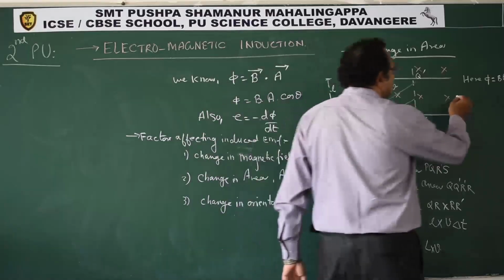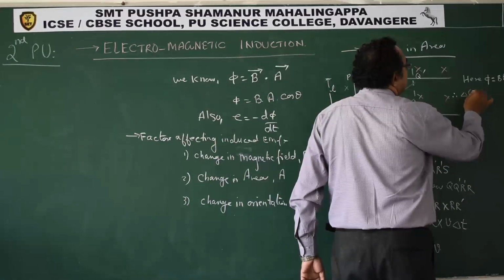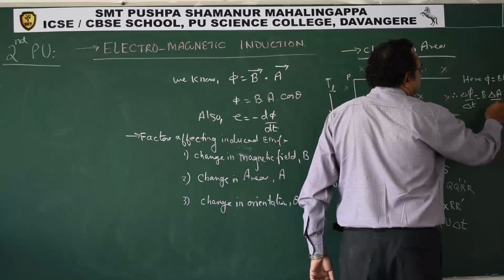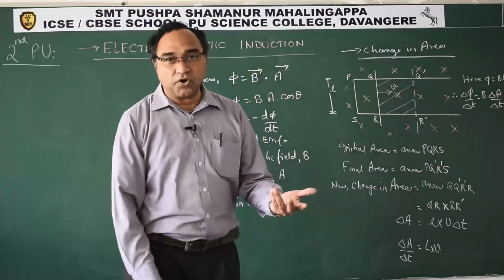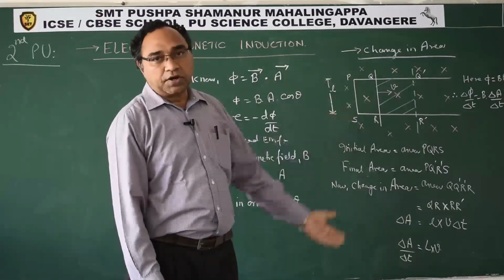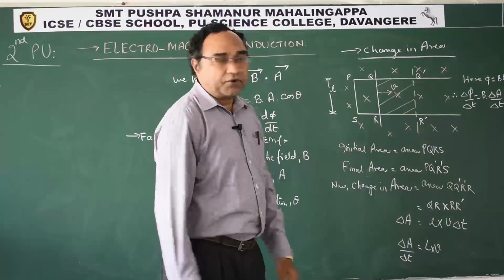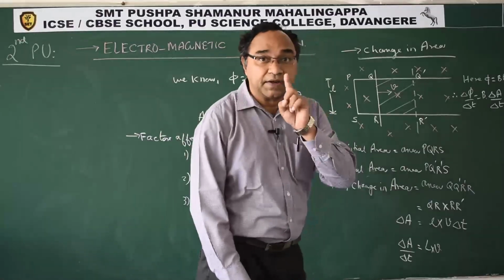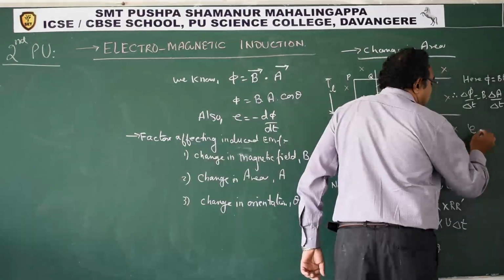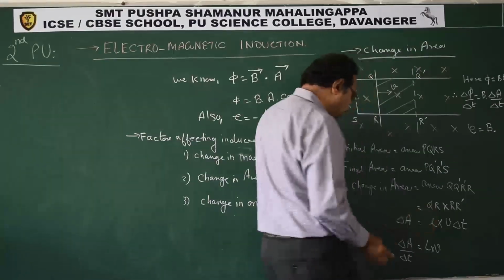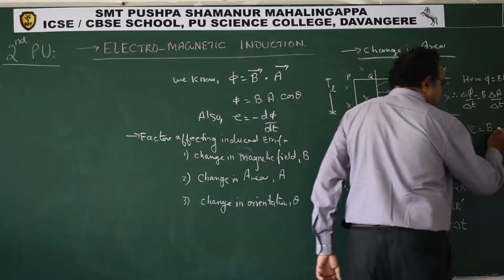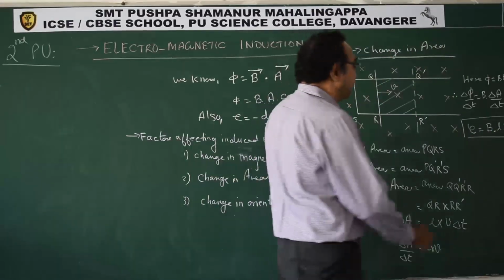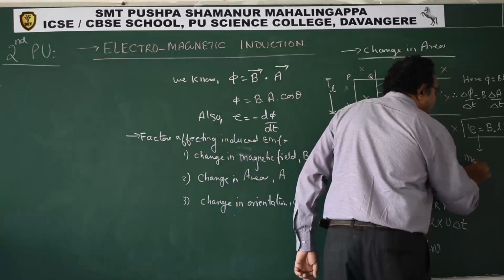Therefore, del phi by del T is B del A by del T, because B is not changing. If you apply the product rule, delta B by delta T will become 0. So we get this: del phi by del T is the induced EMF. I am talking of magnitude. So the magnitude of induced EMF is B, and delta A by delta T is L into V. So this is the induced EMF, and this is known as motional EMF.